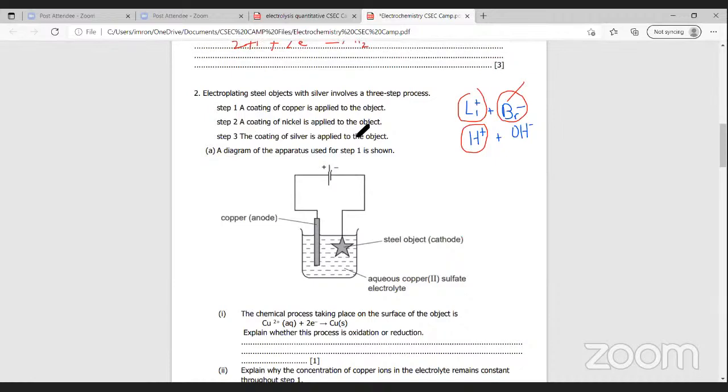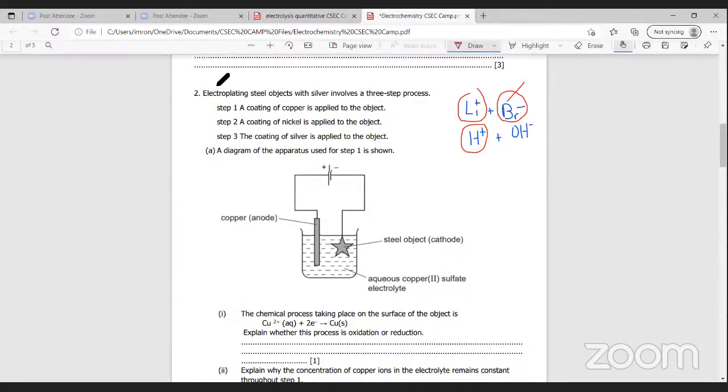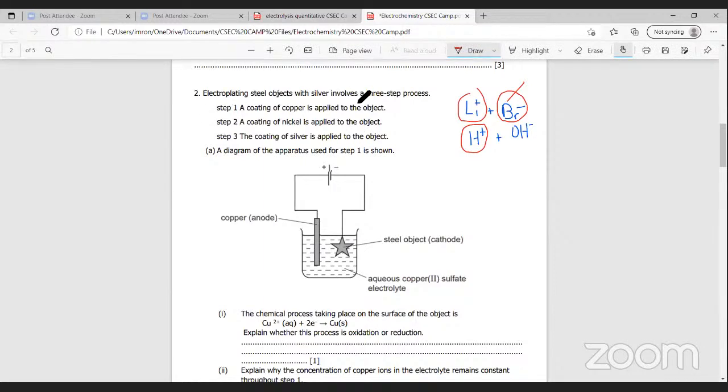This is very nice. Sometimes they'll ask you to draw the diagram, so you must be able to draw the diagram. That's why I told you those 3 important things earlier. So don't expect them to always give you a diagram. You have to be able to draw this diagram to show what happens during electroplating. But anyway, this one is on the easier side. Okay, so let's look at it. Electroplating steel objects with silver involves that process, and they're giving you the diagram for the first step. So think about the first step.